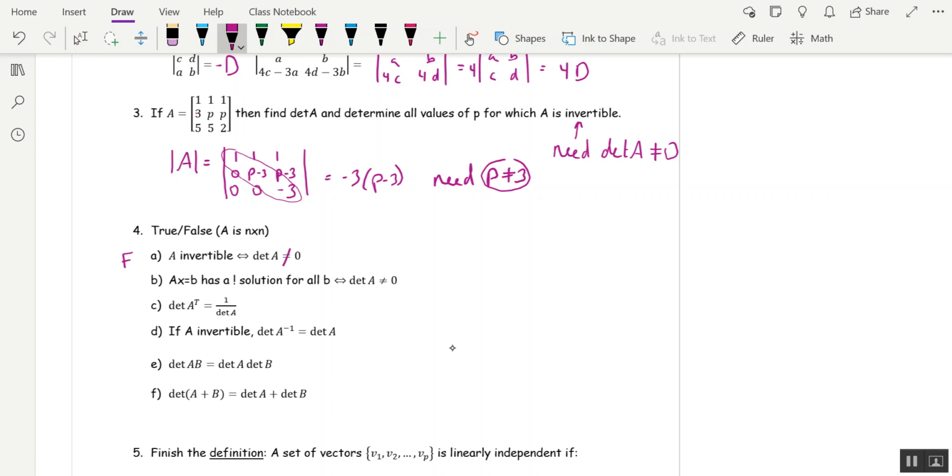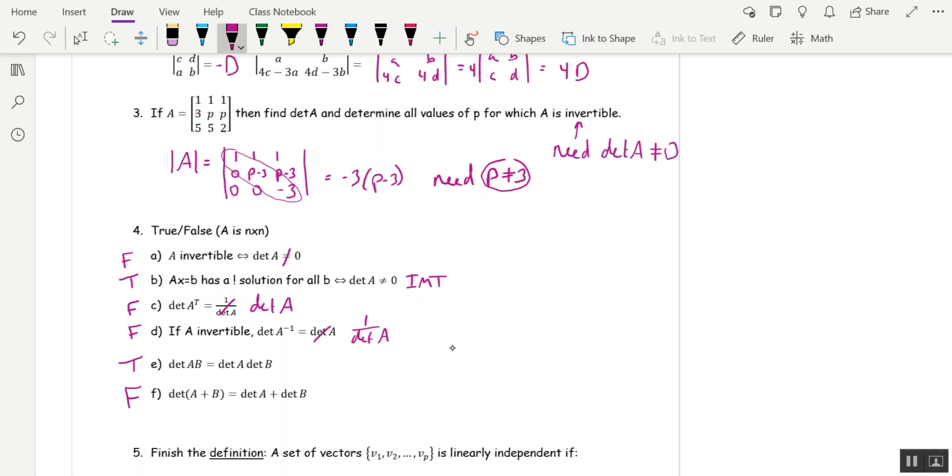B, AX equals B has a unique solution for all B if and only if the determinant of A is not 0. That's true, that's the IMT. C is false. The determinant of A transpose is just the determinant of A. D is false. The determinant of A inverse is 1 over the determinant of A. E is true, and F is false.